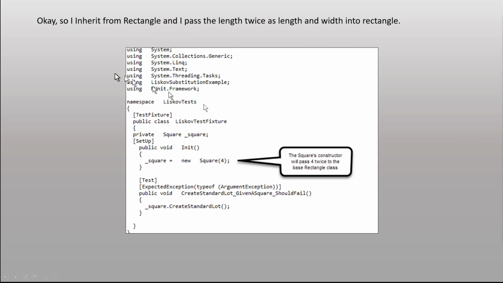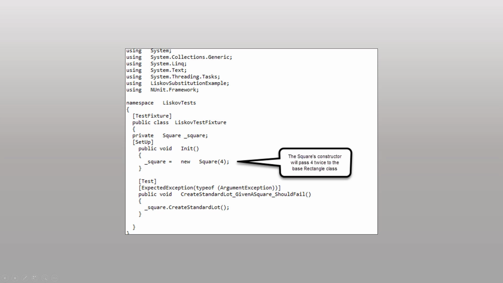I have a unit test here. This is my Liskov test feature. And in there is a method which you saw when we did the rectangle. In this case, this object called rectangle has a thing called create standard lot. So I'm in Visual Studio, and I hit F5, and I run this thing from my test case, my test suite.